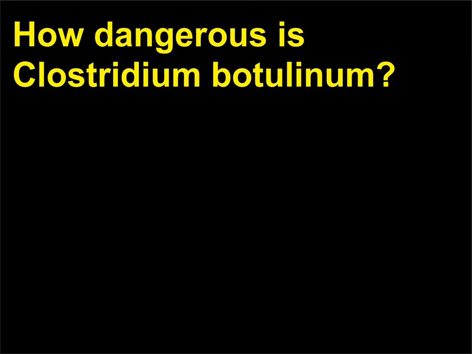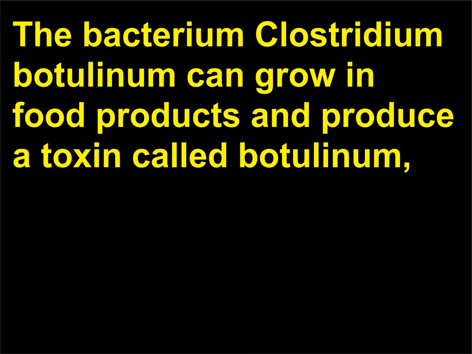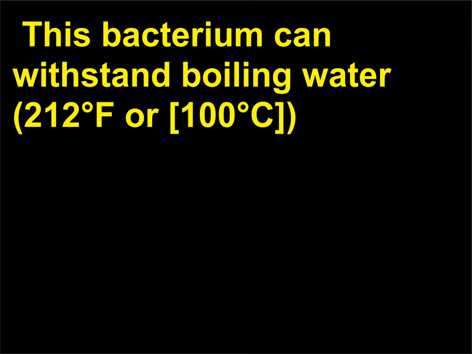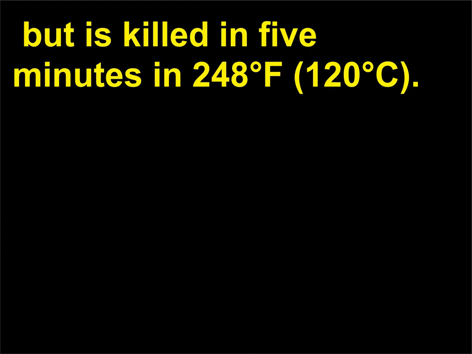The bacterium Clostridium botulinum can grow in food products and produce a toxin called botulinum, the most toxic substance known. Microbiologists estimate that 1 gram of this toxin can kill 14 million adults. This bacterium can withstand boiling water, 212 degrees Fahrenheit or 100 degrees Celsius, but is killed in 5 minutes at 248 degrees Fahrenheit, 120 degrees Celsius.